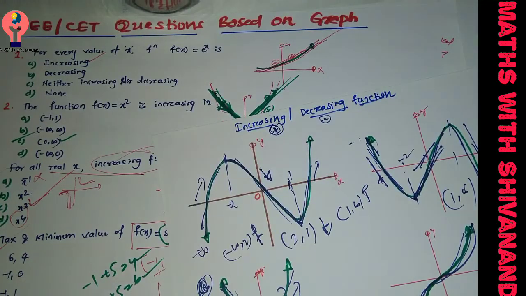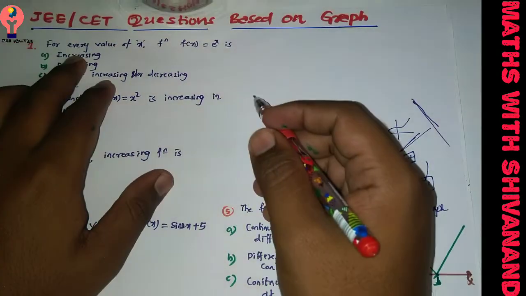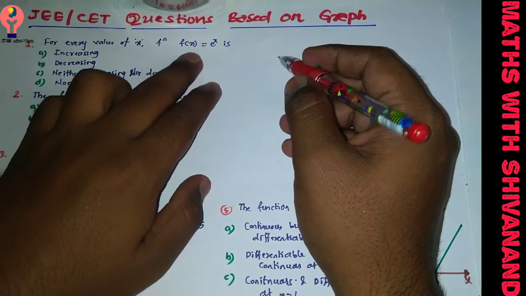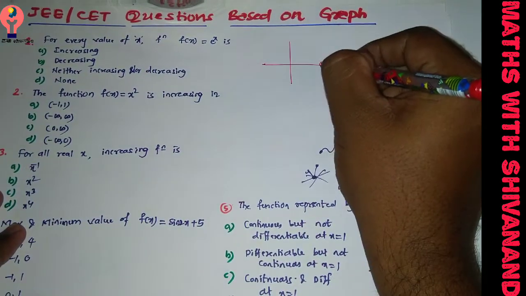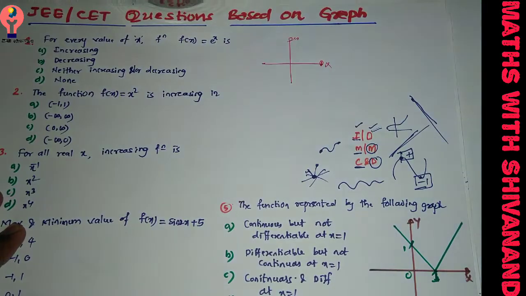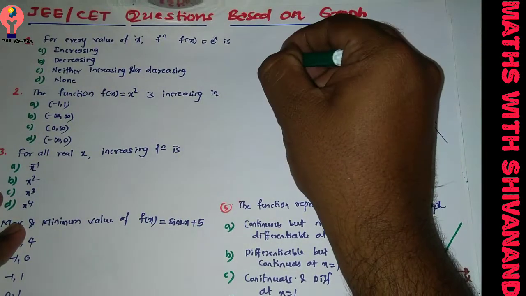Okay, let us start now. Question number 1. For every value of x, the function f of x is... Let me draw the basic sketch of the e raised to x curve here. Okay, so this is the curve of e raised to x.